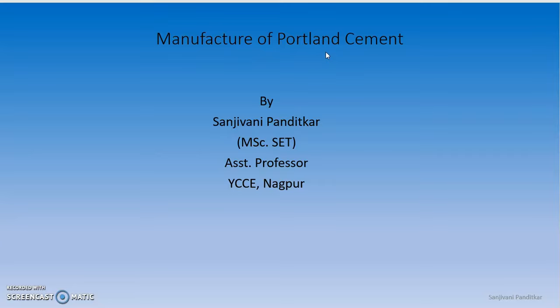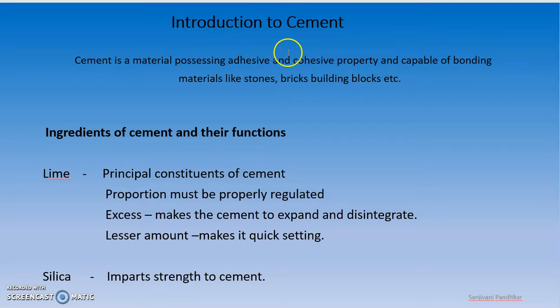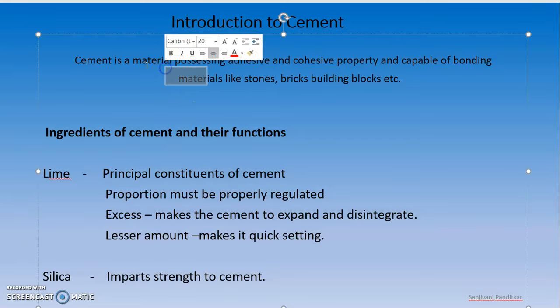Before moving towards the manufacturing process, first of all, let's see what cement is. This cement word is not new. We all know that it is used for construction purposes. What makes cement useful for construction is that it has adhesive and cohesive properties, and because of this property it is capable of bonding materials like stones, bricks, building blocks.